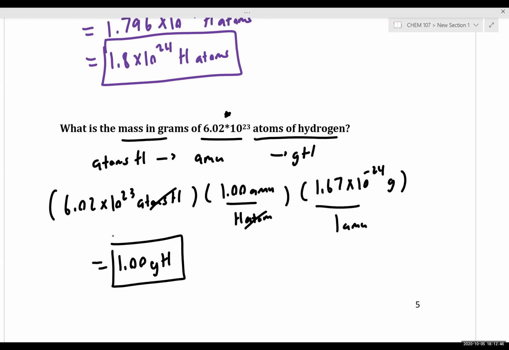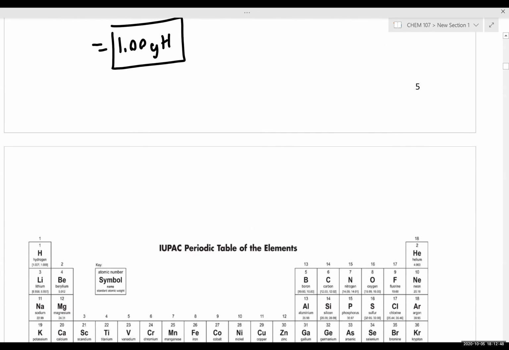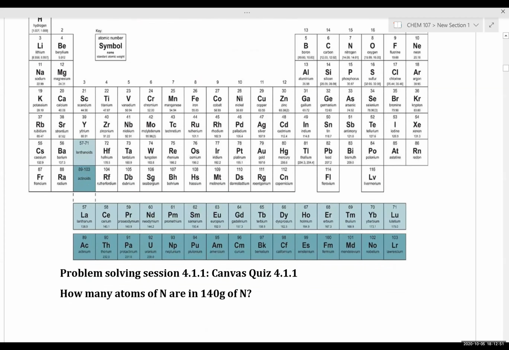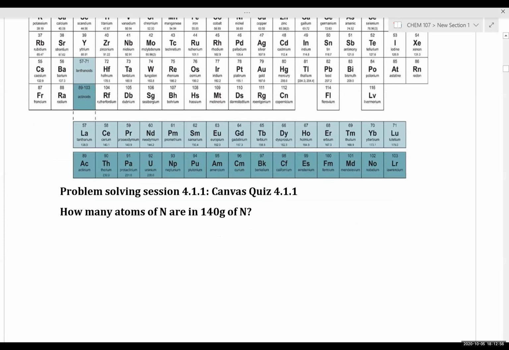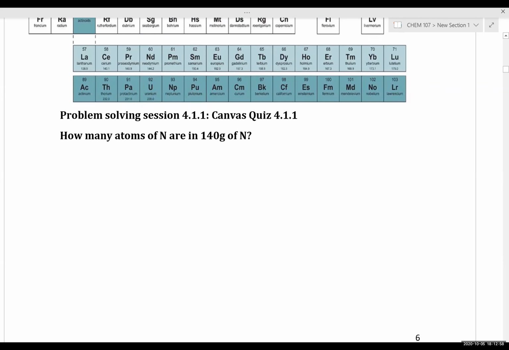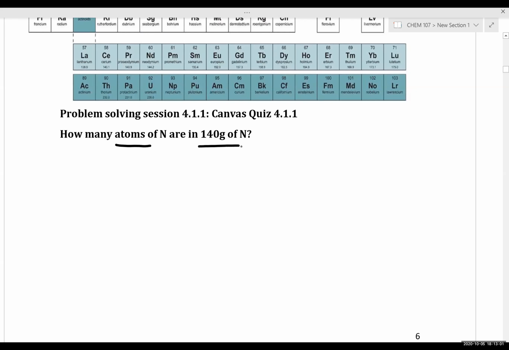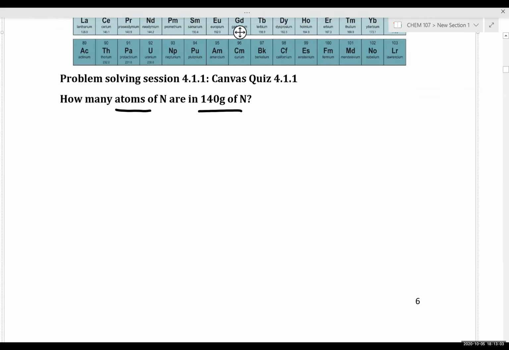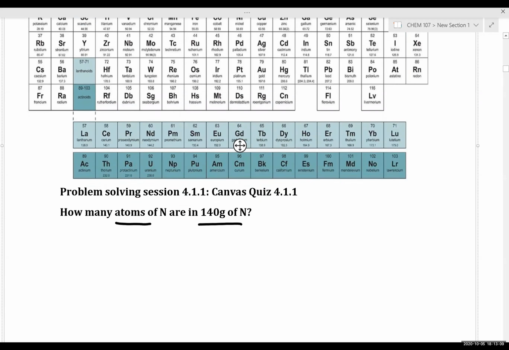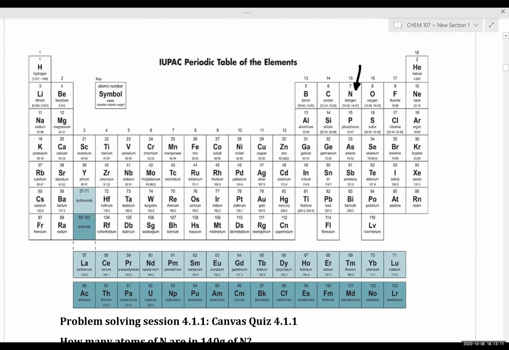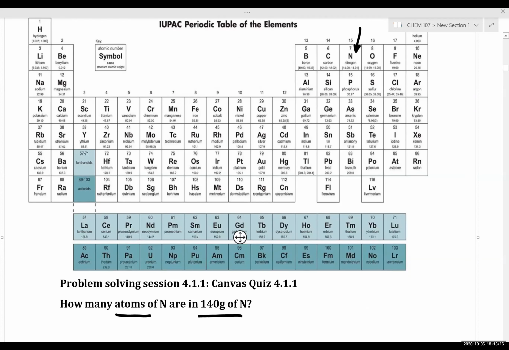Yes. Perfect. So to check that everyone's comfortable with these topics, I've provided you a periodic table, and now I'd like you to solve the following problem: how many atoms of nitrogen are in 140 grams of nitrogen? Remember, you need to use your periodic table to find your atomic masses. Let's work on this problem for about 3 to 4 minutes, and then we'll discuss.